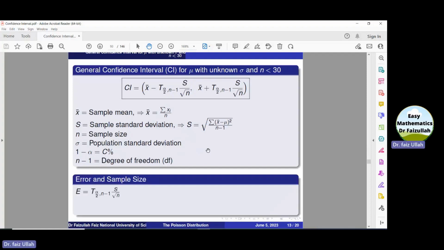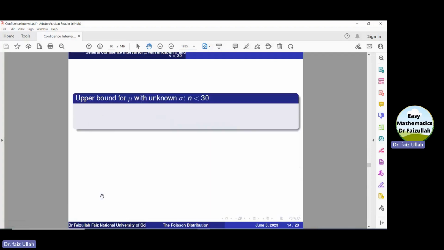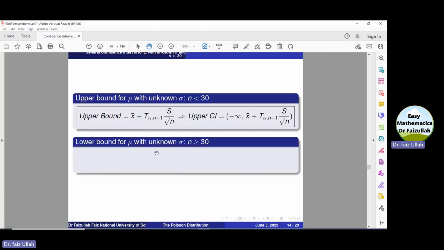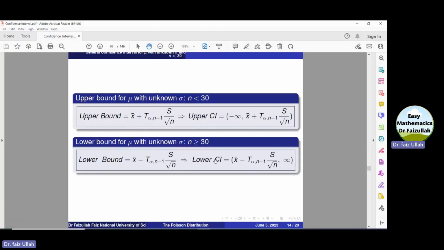The error and sample size can be obtained by using similar formulas. Just instead of z, we use the value of t here. Similarly, to find the upper bound and upper confidence interval, instead of z, we use t here. And we can find the lower bound and lower confidence interval by using similar formulas by replacing z by t distribution.